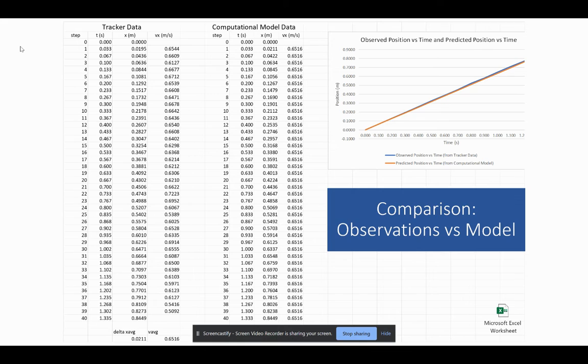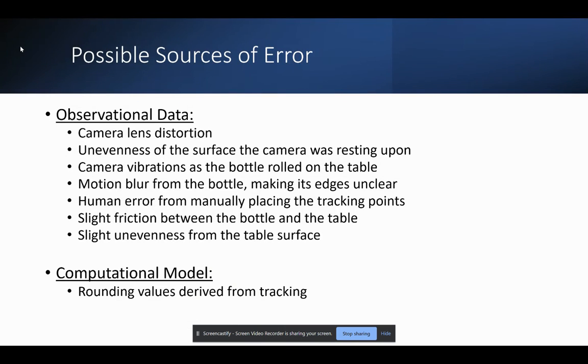Here's the data from both Tracker and GlowScript pasted into the same spreadsheet. Both datasets have the same number of time steps, average position update, and average velocity update. So the line graph comparing the two in the upper right shows they have very similar slopes for position versus time. However, the observed data does slightly deviate from the constant slope from the simulation data.